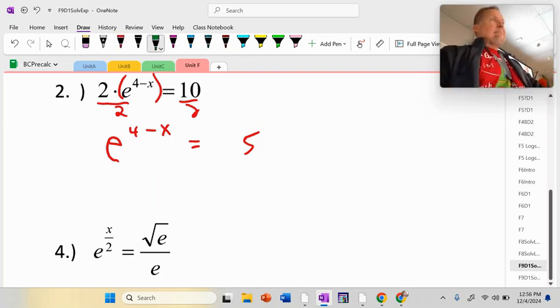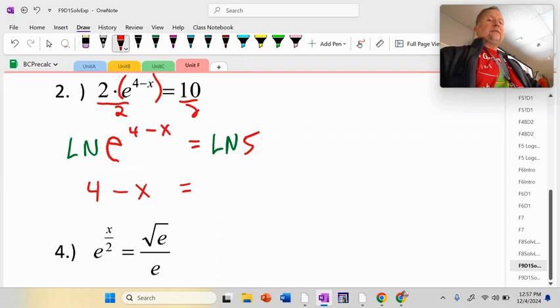Whatever I do on one side, say it. I'm going to ln both sides. Why? Because I have e. All right. What's ln of e to the 4 minus x? We need to know that as a rule, it's 4 minus x.